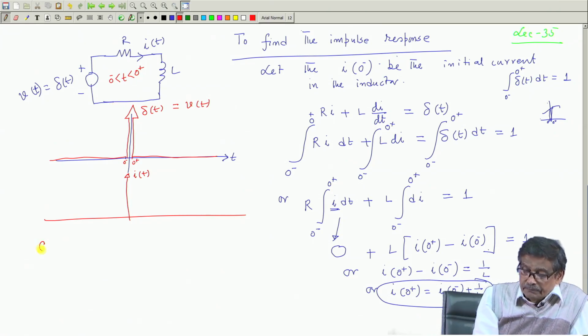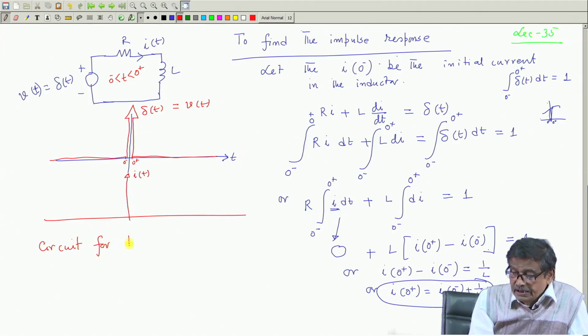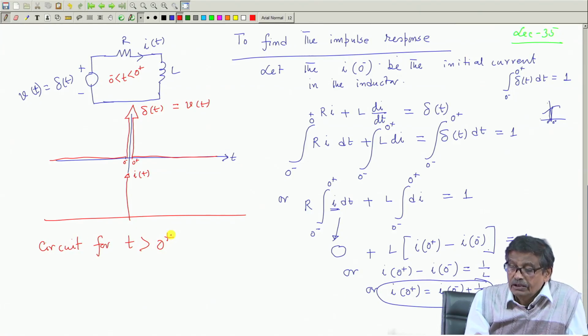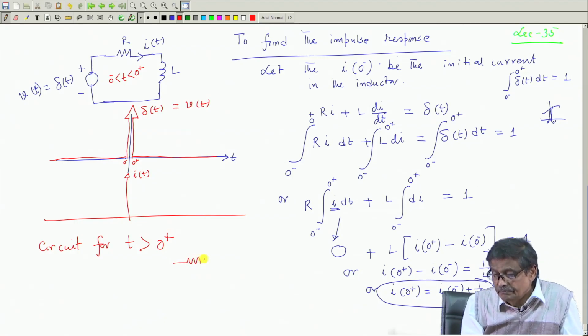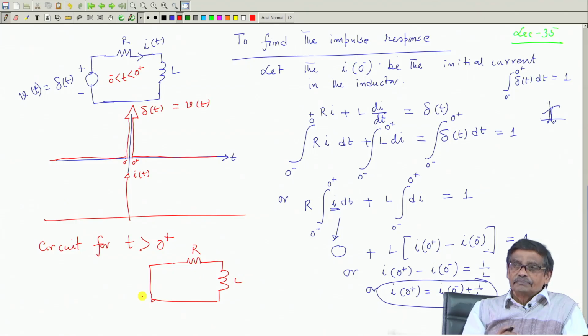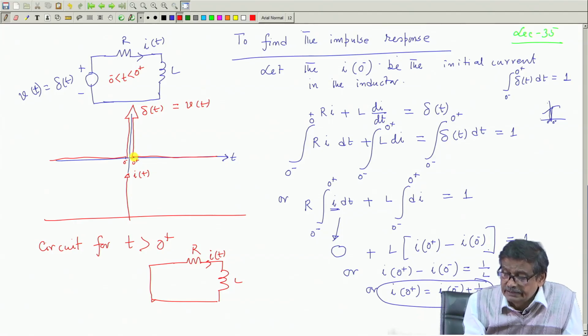But for t greater than 0 plus, the circuit will look like what? R, L, and these two terminals are shorted, no voltage source existing. This you must first understand. This I t now will be an R L circuit with no excitation, because the excitation ceases to exist for t greater than 0 plus.